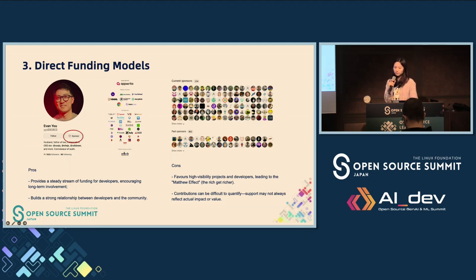So the sponsor mechanism also faces a similar problem. The value of projects and the value of open source contributions can be quite difficult to quantify. So the support may not always reflect the actual impact or value. And there is also the Matthew effect, which favors high visibility projects and developers. So the rich get richer, but the poor never gain attention.